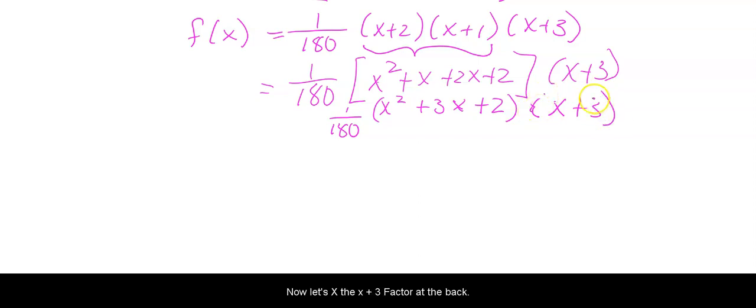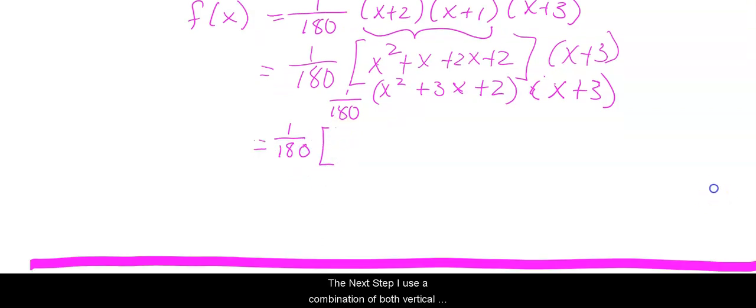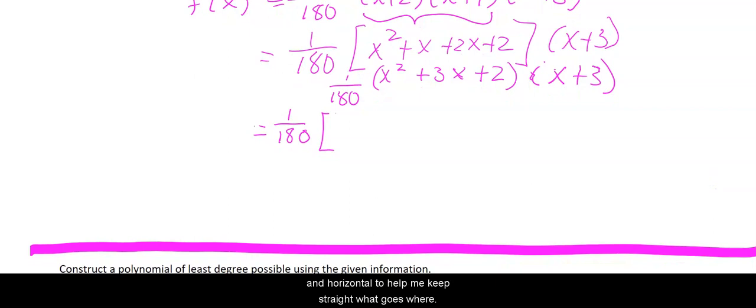Now let's multiply by the x plus 3 factor at the back. I'm going to leave the 1 over 180 out to the very end. The next step, I use a combination of both vertical and horizontal to help me keep straight what goes where. X squared times x gives me x cubed. X squared times 3 gives me a plus 3x squared. That's the first two.